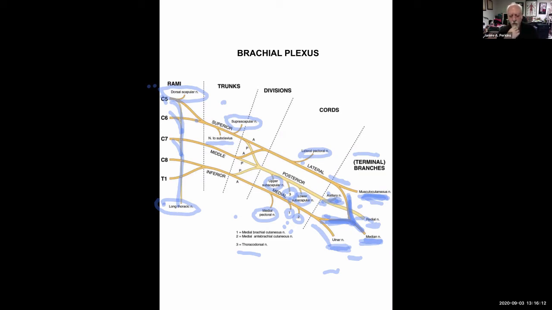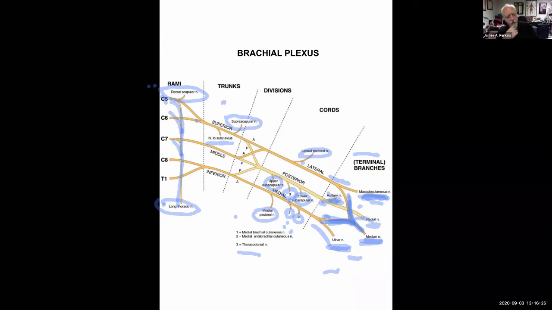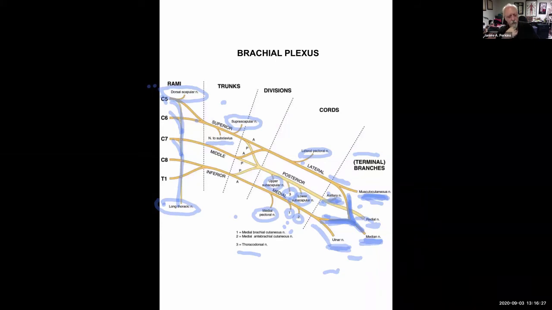And then the radial nerve, you don't need to know much about radial nerve because we haven't really studied any of the structures that the radial nerve innervates. It innervates muscles in the posterior compartment of the brachium, the posterior compartment of the antebrachium, so on the back of your forearm, and then is also a sensory nerve to some skin on the back of your hand. So we'll come back to that later.